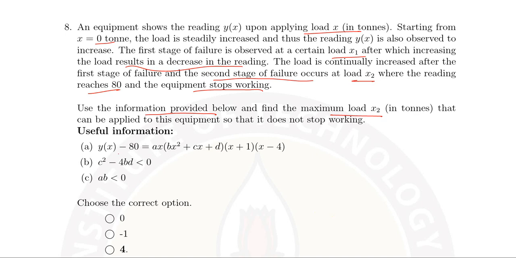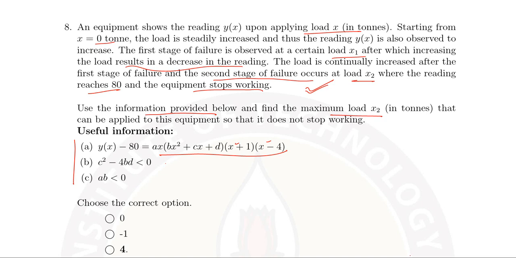And we are given the useful information, that is y of x minus 80 is this, and if we can see, this polynomial is of degree 5, so 1 plus 2, that's 3, here 1 and here 1, that's 5 altogether. And another piece of information is c square minus 4bd is less than 0 and a minus ab is less than 0. Now we have to make use of this information and the conditions we obtained from the question in order to solve this question. Okay, so this information is given.